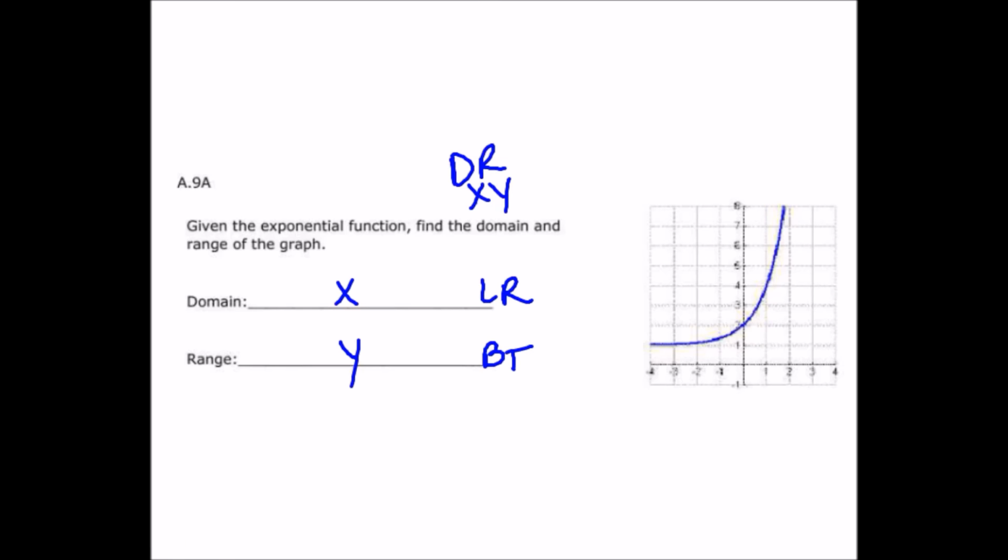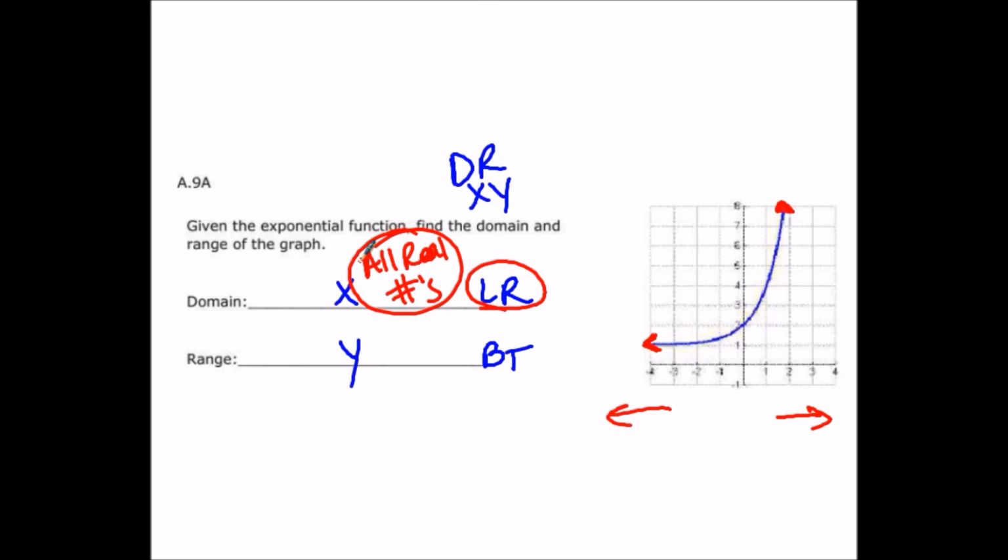Domain is left to right. Now, since this is an exponential, I'm going to assume that they have arrows going on forever. So, domain is left to right because I wrote that down. The furthest left is an arrow, so it's going to go all the way to the negatives. The right is an arrow, so it's going to go all the way to the positives. So it's all the negatives, all the positives. Therefore, all real numbers. Don't mess that up. All the x values, every single one of them.